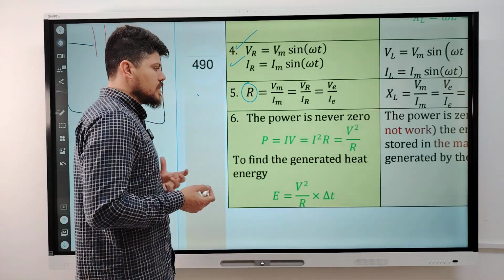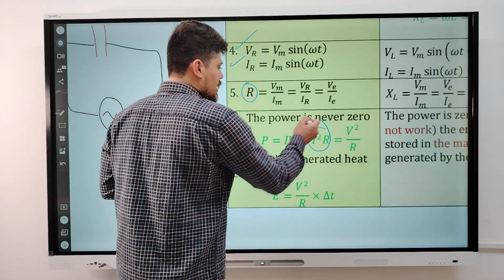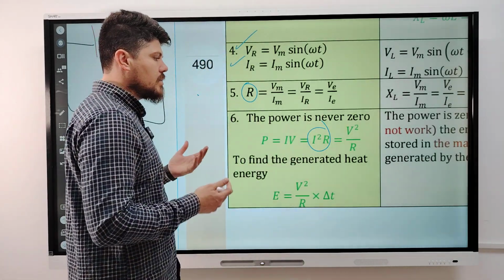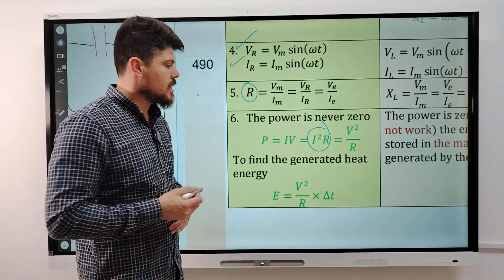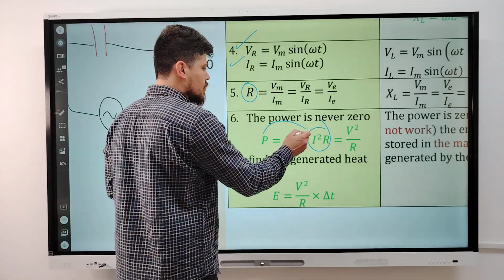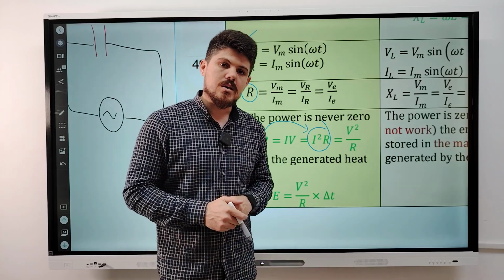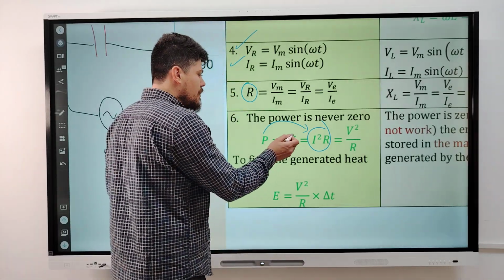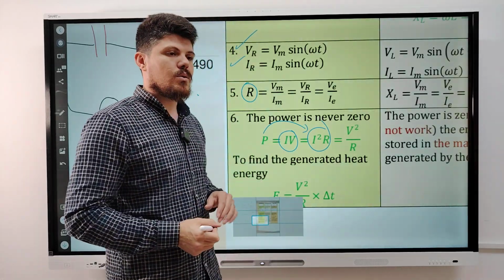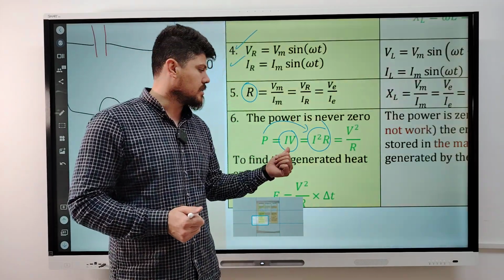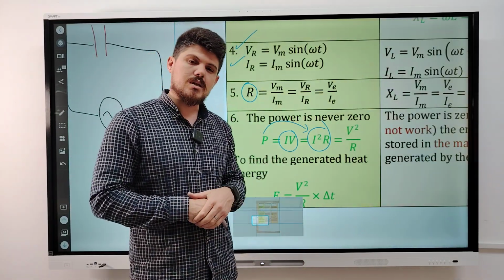So the power dissipation can be calculated by I squared R. Okay, how can you find the power dissipation in the resistance? Power dissipation P loss is equal to what? It is equal to I squared R. And power is equal to IV. This is the power of the circuit. You cannot find the power dissipation by using this equation.